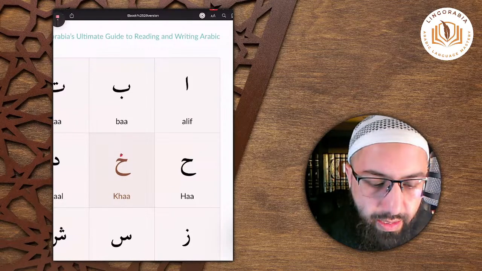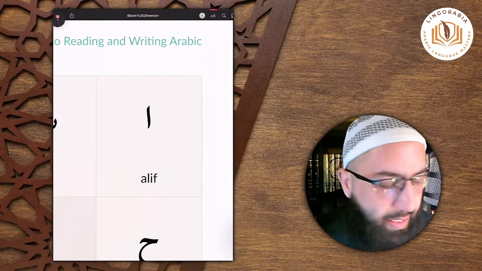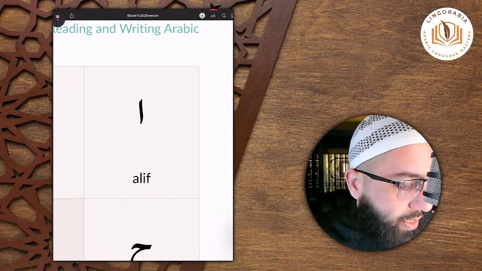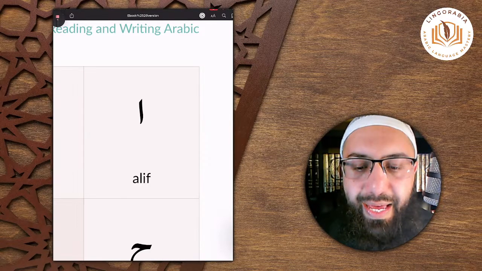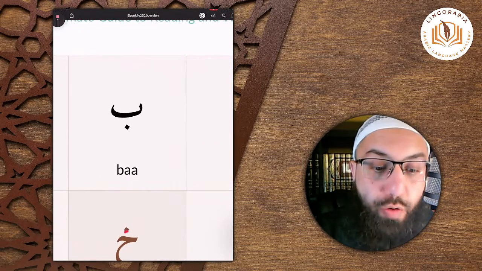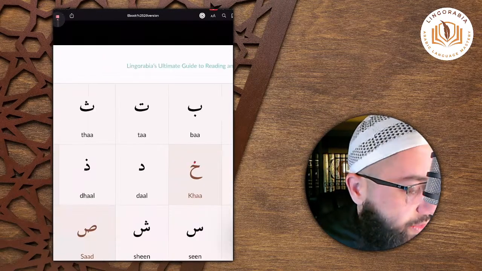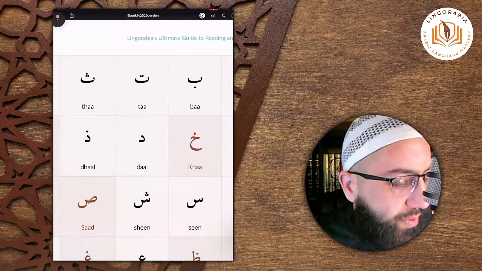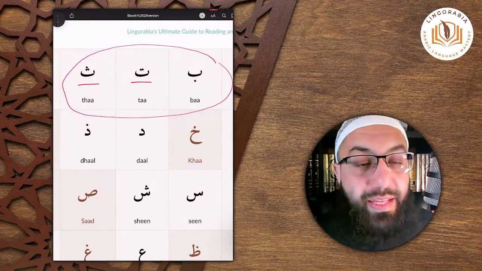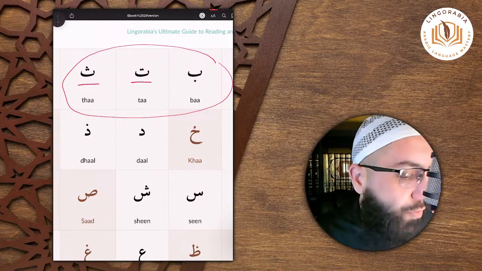Here we got the letter alif. It's just the shape of a stripe. Then we got the letter ba. Ba is a curve with a dot beneath. And then we got the other letters that are similar to ba, the letter ta and the letter tha. So we got alif, ba, ta, tha. We now have 4 letters.